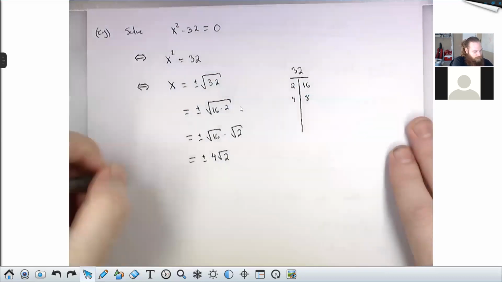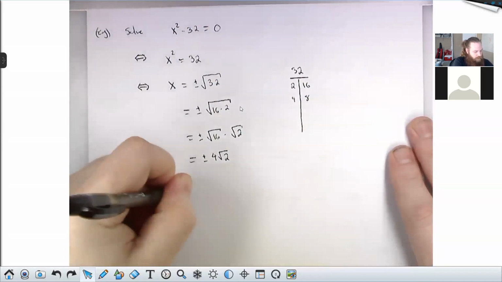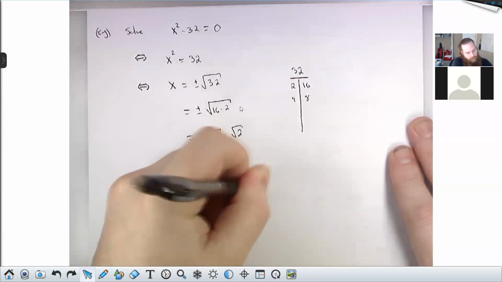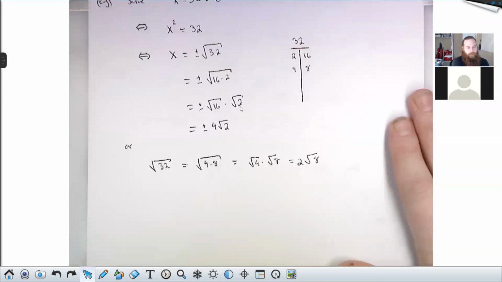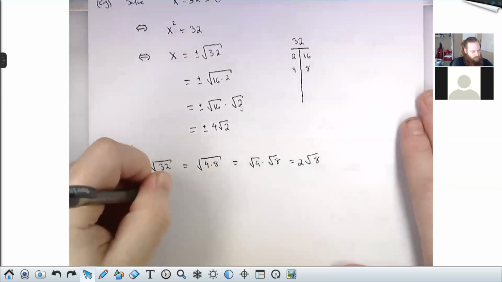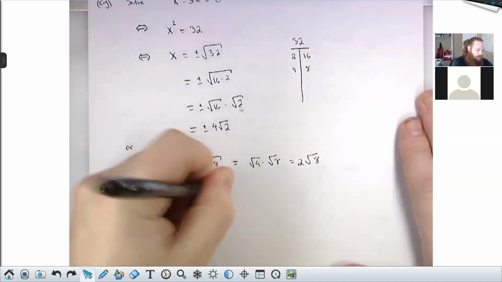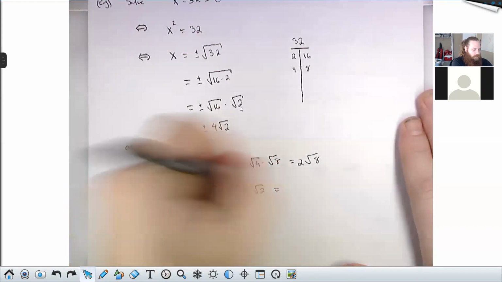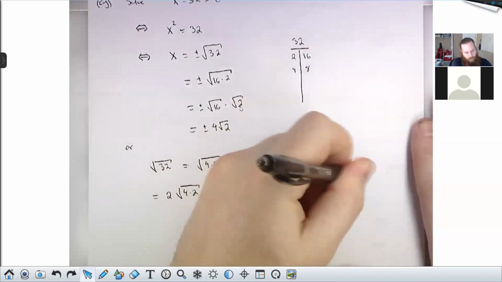Another way to do this, following what Jacob was saying, is I can write this as 4 times 8. Then that's the square root of 4 times the square root of 8, which is 2 times the square root of 8. But then the square root of 8 can be cleaned up more also, right? So this is equal to 2 times the square root of 4 times 2, because 8 is 4 times 2. So that's 2 times the square root of 4 times the square root of 2. And then the square root of 4 is 2. So this is 2 times the square root of 2, which is 4 root 2 again.